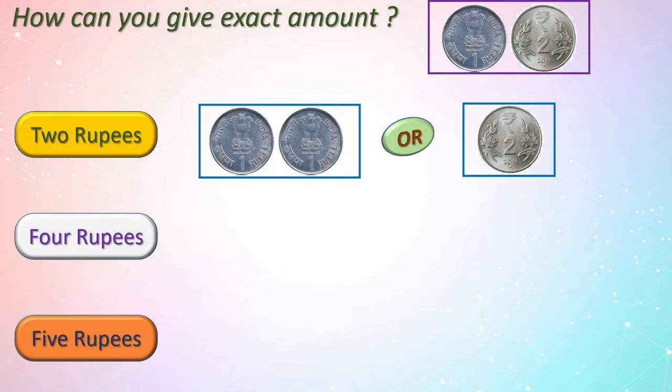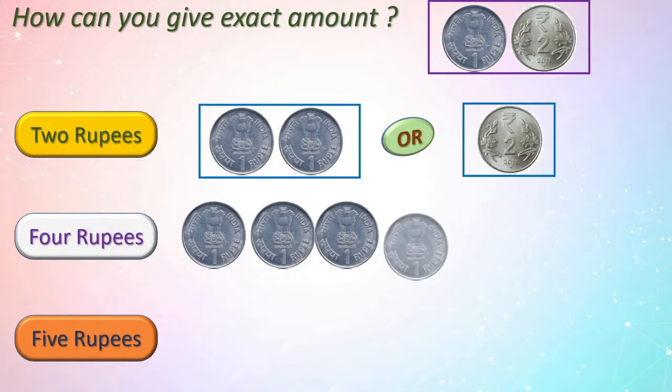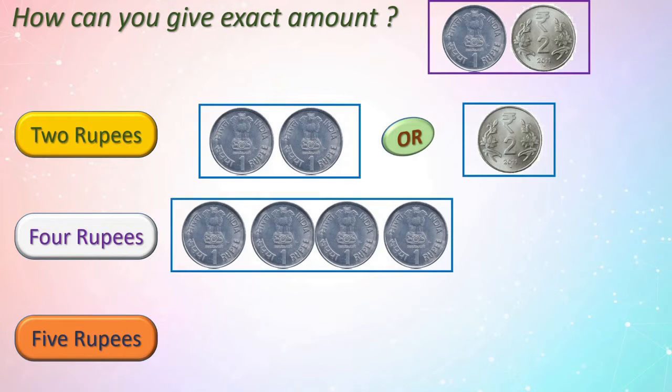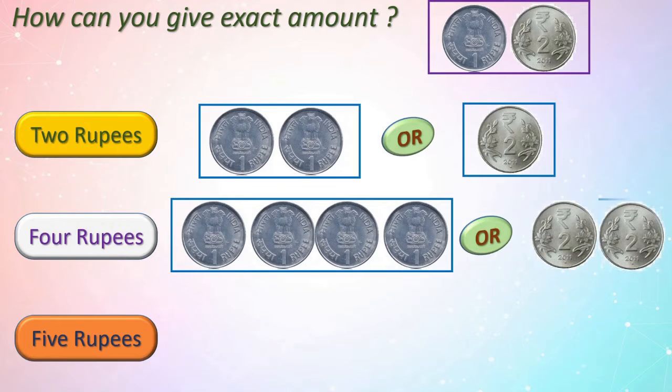Isn't it? Okay. Then if you want to give 4 rupees to the shopkeeper, how will you give? You have 1 rupee coins and 2 rupee coins. Yes, very nice. You will give four 1 rupee coins, that makes 4 rupees. Or you give two 2 rupee coins, that also makes 4 rupees. Right?